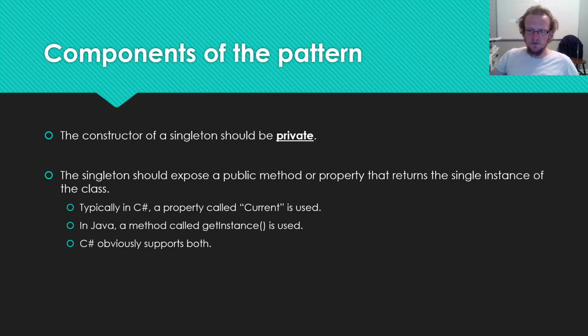So C# is able to do both of these things. In Java, you really are constrained to the method approach, but there's nothing really wrong with that. Properties are basically just glorified methods with a little bit of hidden state in the intermediate language.